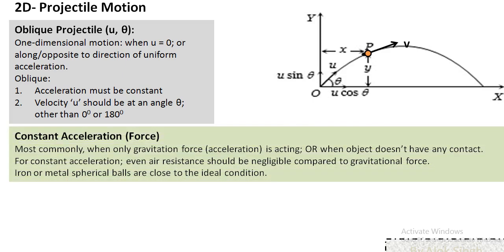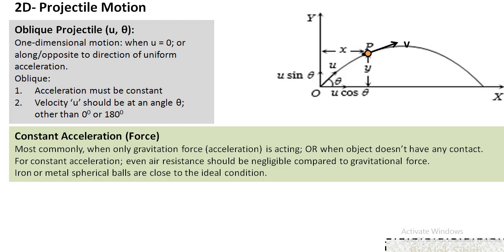So let's see how we meet the first condition of acceleration being constant, or in real life, how we come across a situation when the acceleration is constant and it is close to an ideal oblique projectile. Constant acceleration implies constant force. So what is constant acceleration? Since it is a vector, there are two things: its magnitude must be constant and its direction also must be constant.